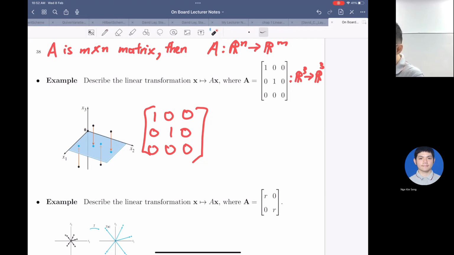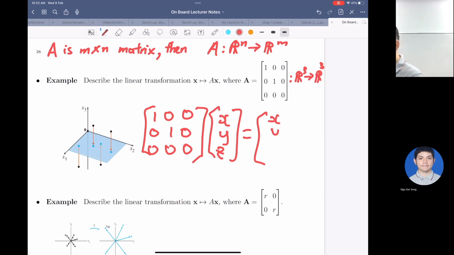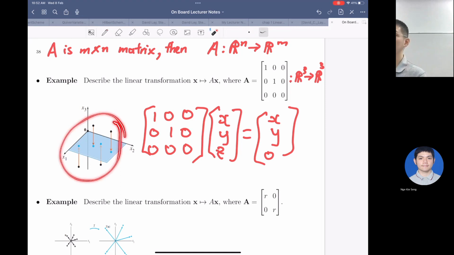You can see that I give you any vector in R3, x, y, z, and you spit out to me x, y, and 0. So you straight away cut off the z. Everything is brought down to the xy plane. That's why we got a diagram here. Anything above or below, you don't care about the height, you just hit it to the xy plane. That's why we have this transformation here.